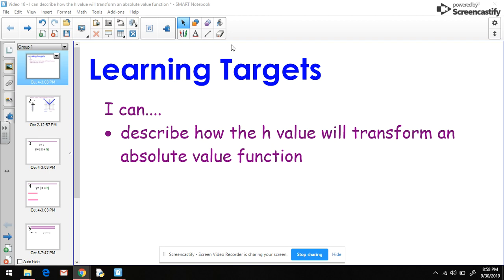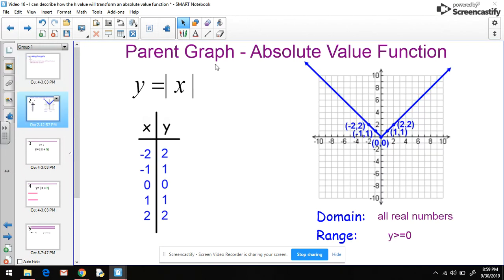So in this video, we're going to continue looking at transformations of the absolute value function, and we're going to look at how the h value will actually transform the absolute value graph. So here you should be familiar with the parent graph of the absolute value function. So notice here we have y equals the absolute value of x. We created a table of values here by using x values from -2 to 2 and finding their corresponding y values. We plotted them over here.